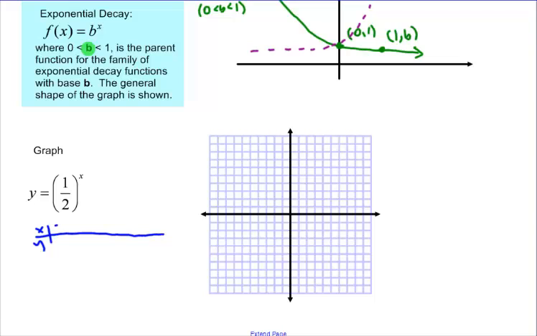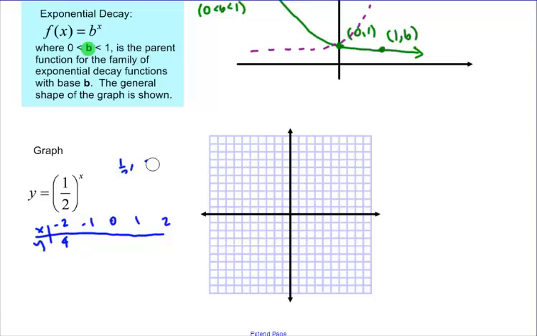So let's go like -2, -1, 0, 1, and 2. And we just put these numbers in for x. So when I do that first guy, I'm going to have 1/2 to the -2, which is 2 squared over 1, which is 4. So this first guy's 4. That's my first point.